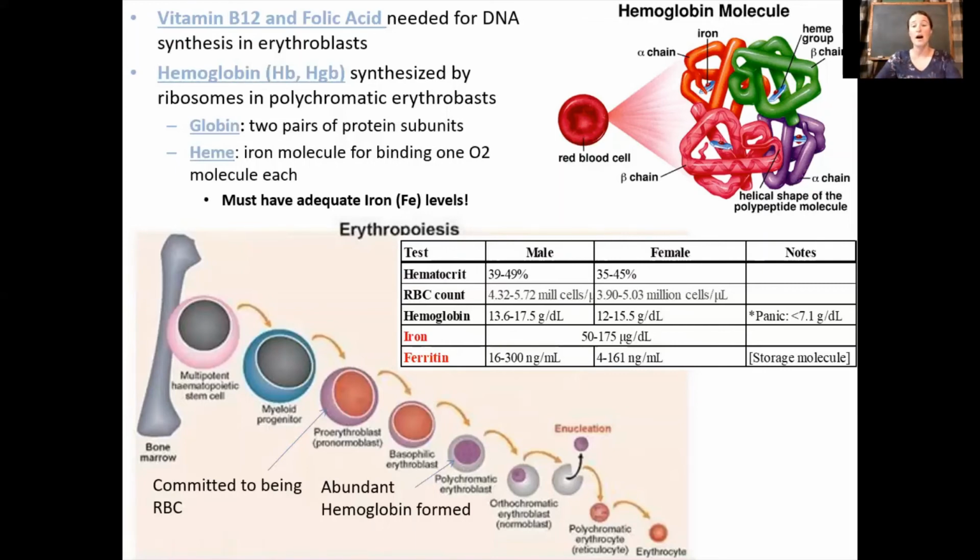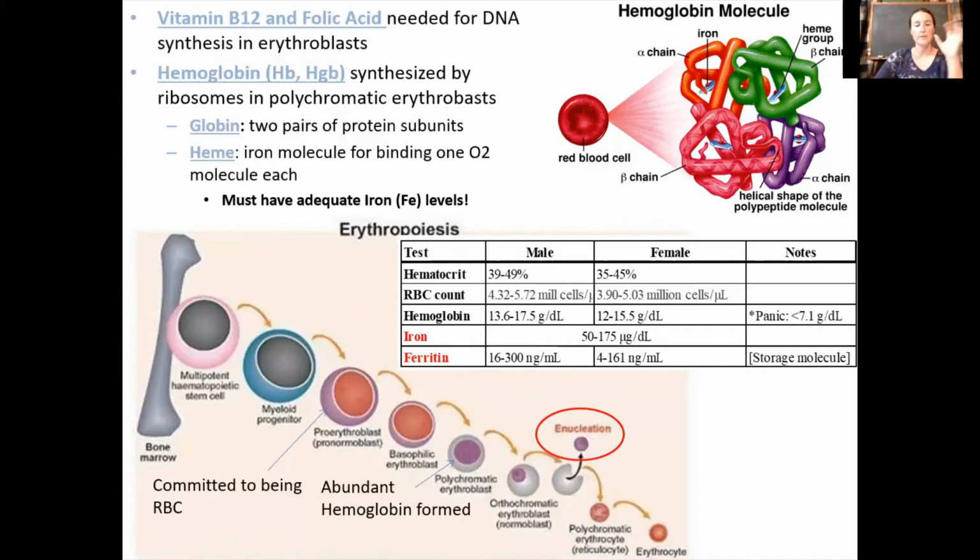And so ferritin levels, of course, vary between males and females. But again, these ranges are healthy. If iron falls below these ranges, that might inhibit your ability to create red blood cells.